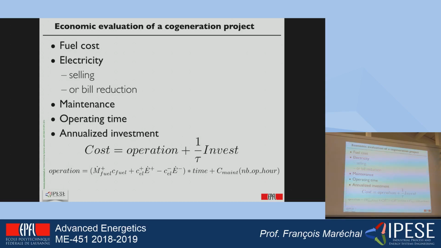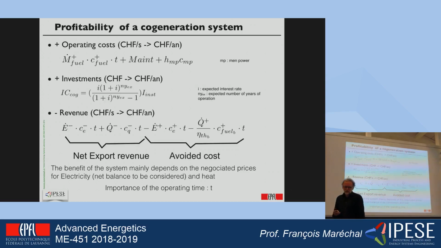So at the end, you will have a cost formula which will take into account the operation and the investment being annualized. So all these things you know how to do it, and the operation will account for the fuel that you consume, the net electricity that you buy, minus the cost of the electricity that you will export, times the time of operation, to which you will have to add the maintenance costs. Okay, so it means that the formula is just more explicit here, but it's exactly the same.